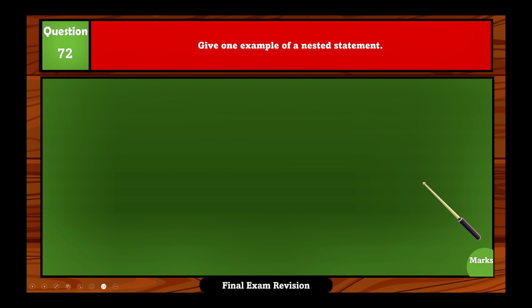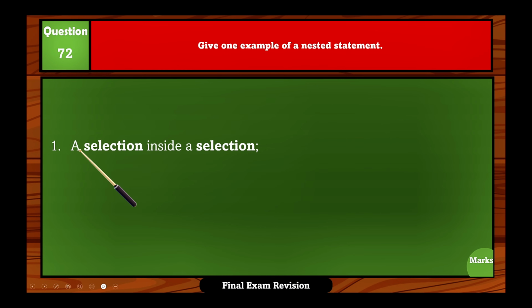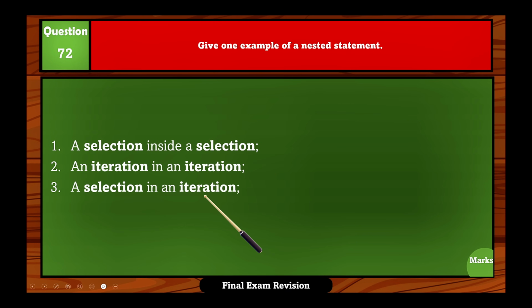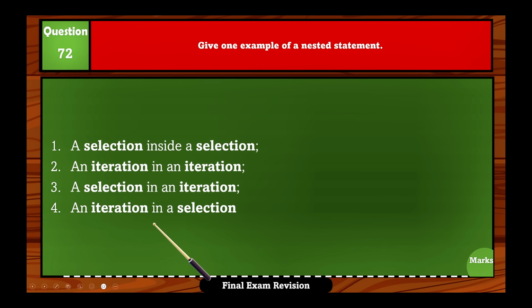Okay, give one example of a nested statement. So what is a nested statement? A nested statement is a selection inside a selection, an iteration in an iteration, a selection in an iteration, or an iteration in a selection. So these are all examples of nested statements.